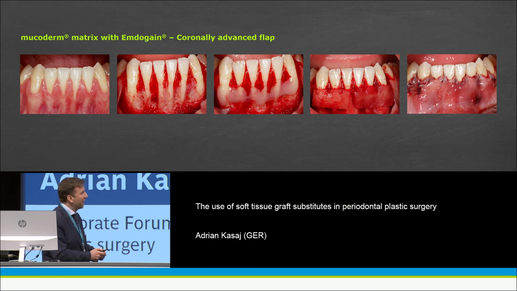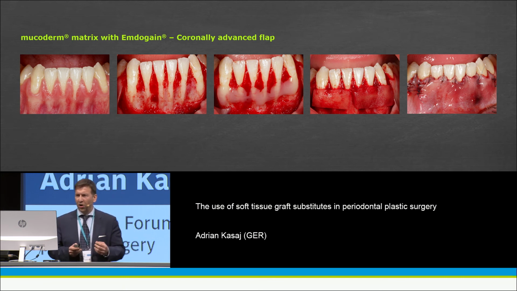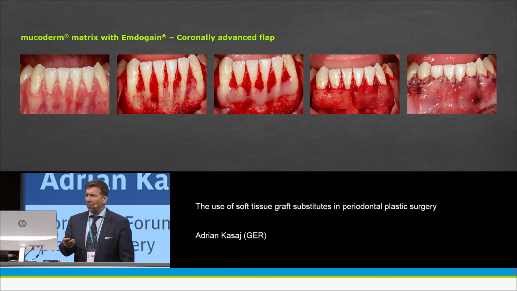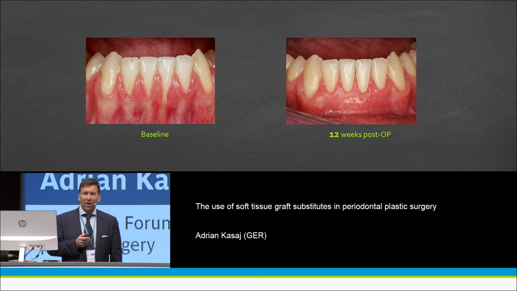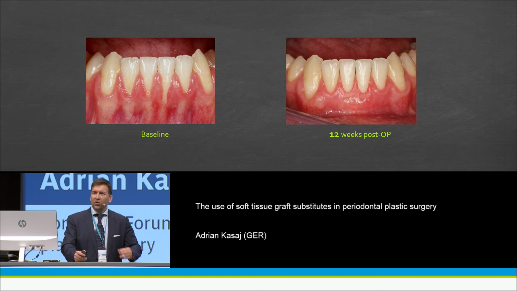So here a couple of cases of this combination. You see here, following orthodontic therapy, multiple recessions in the lower jaw, the preparation, full split thickness, Emdogain application to the root surface, then the matrix sutured to the recipient site, another layer of Emdogain on top of it. You see the healing 12 weeks post-operative in comparison to the baseline situation. So yes, you can also achieve nice results in the mandible, just as long as the matrix is fully covered.